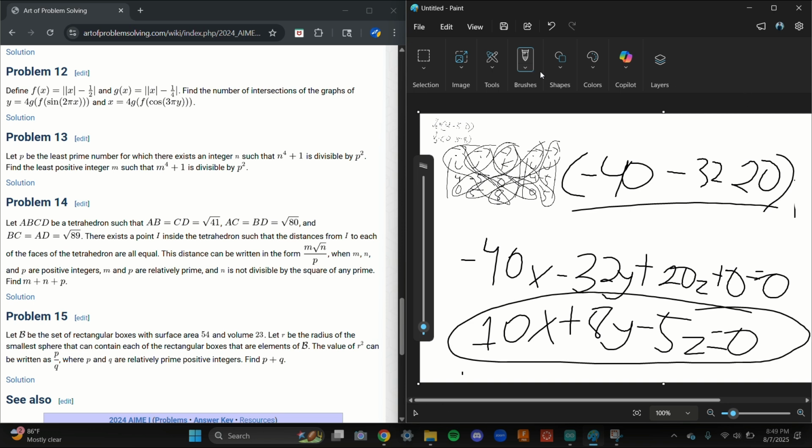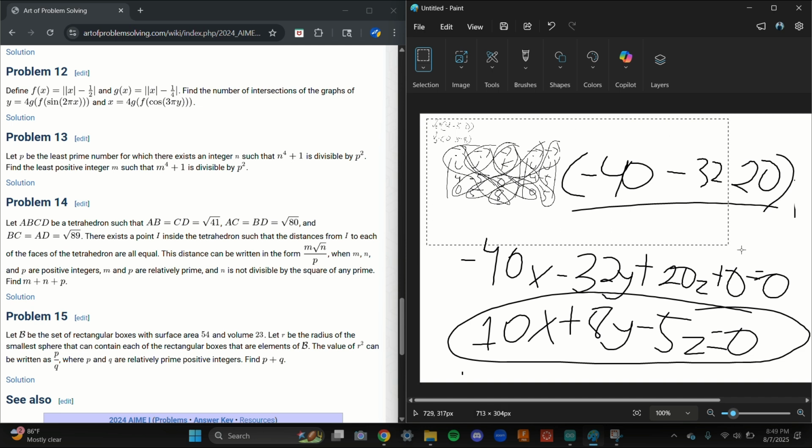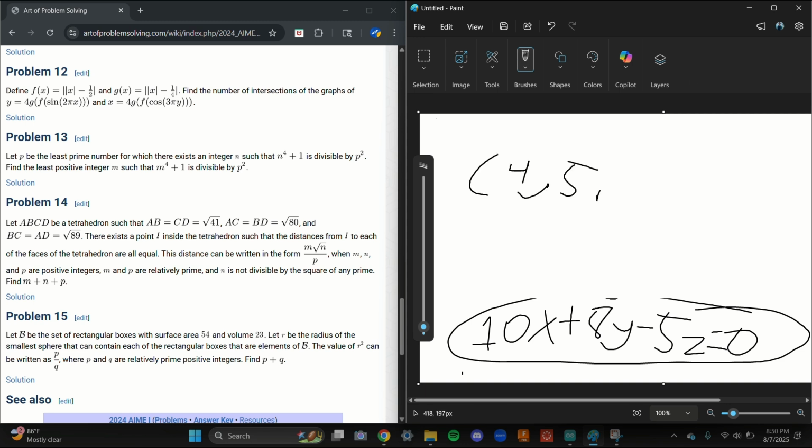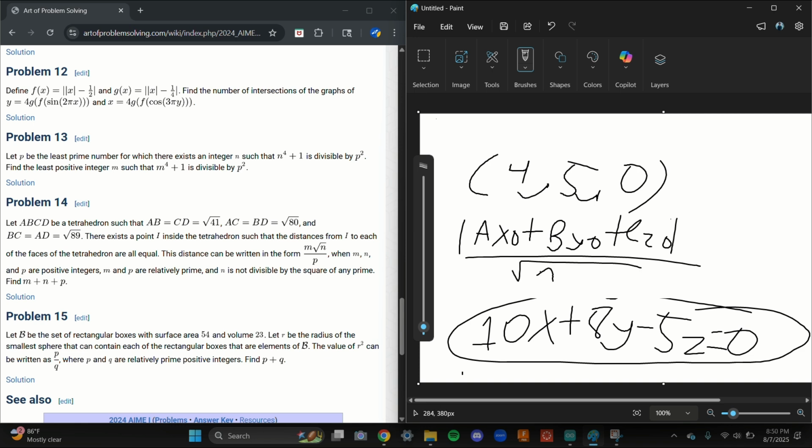And now what we want to do is find the distance from one of the vertices of the tetrahedron to this plane. So let's say we chose point D. What's point D going to be? Well, point D is going to be 4, 5, 0. And so the distance from that is going to be the absolute value of ax0 plus by0 plus cz0 all over the square root of a squared plus b squared plus c squared.